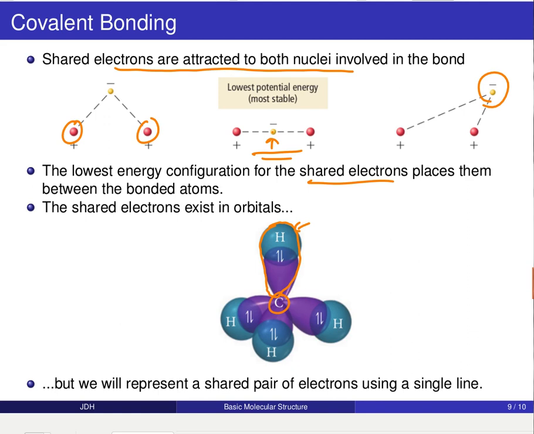Okay, but what we're going to actually do here is, rather than draw out those orbitals, because as you can see, even for a simple molecule, they start getting relatively complicated, we are going to draw out a structure that looks like this, where I'm going to use a single line to represent a shared pair of electrons. So two electrons that are shared between these two nuclei are represented by this single line, and that's going to be what we use essentially throughout the rest of our introductory discussion of molecular structure.